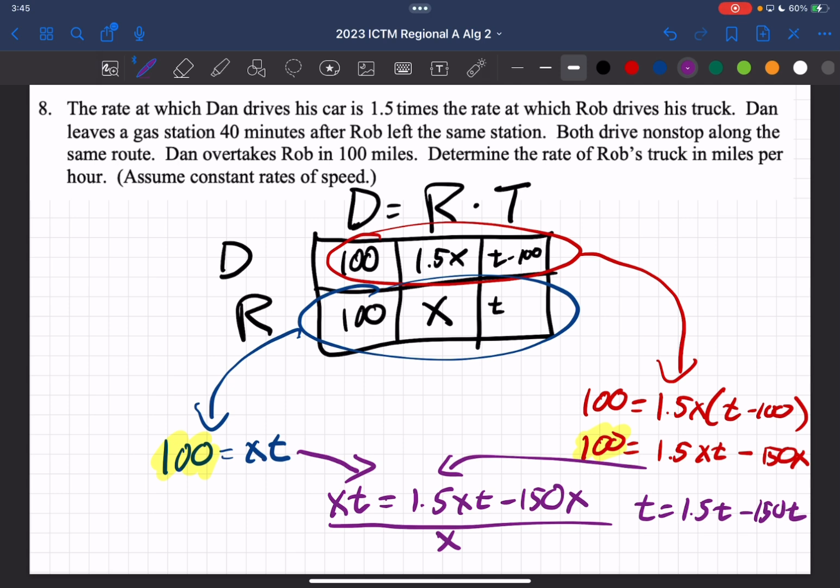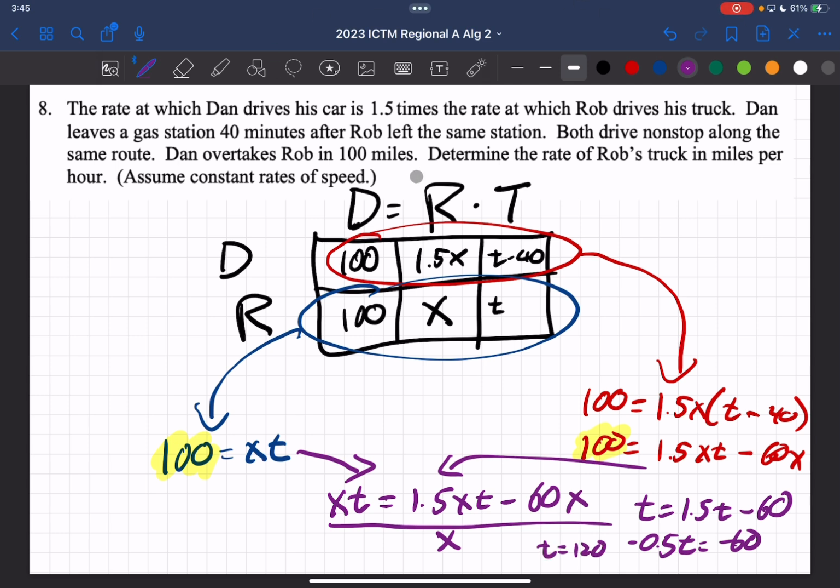Whoops. Let me go back. Made one little mistake. That should not be 100. That should have been 40. So, my mistake. Let's fix that. 60x, minus 60. There we go. Okay, back on track. So negative 0.5t equals negative 60. So that means t is equal to 120.